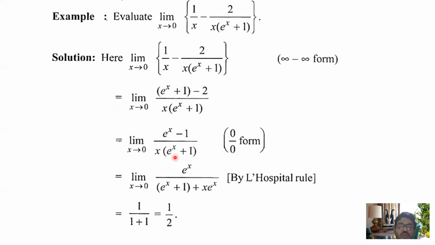e to the power x into e to the power x plus 1, plus x into e to the power x. That is x derivative, this e to the power x plus 1 as it is, and e to the power x derivative plus 1 derivative is only e to the power x, so x into the derivative. So if you substitute the value x tends to 0, e to the power 0 means 1, e to the power 0 plus 1, and this is 0. So from here it is clear, you have 1 by 1 plus 0, that is 1 by 2. 1 by 2 is the answer for this limit.